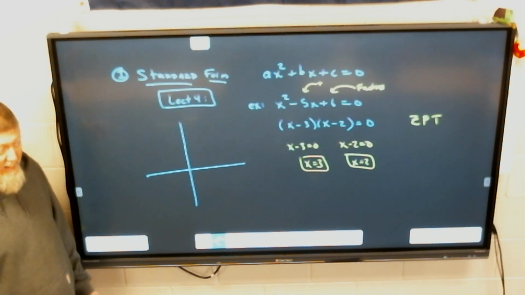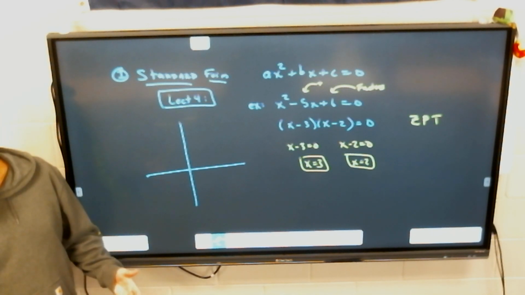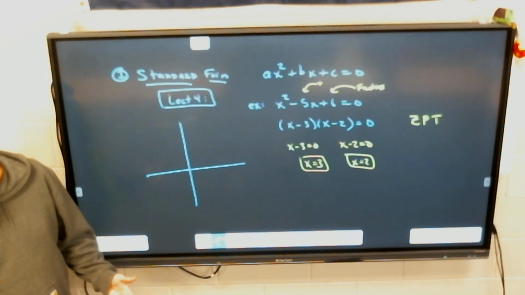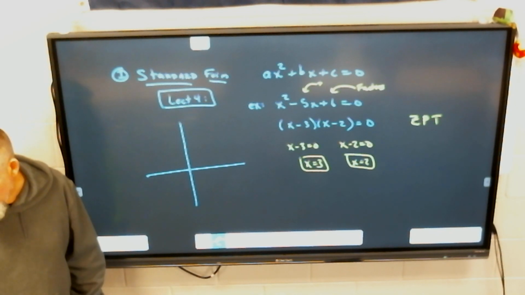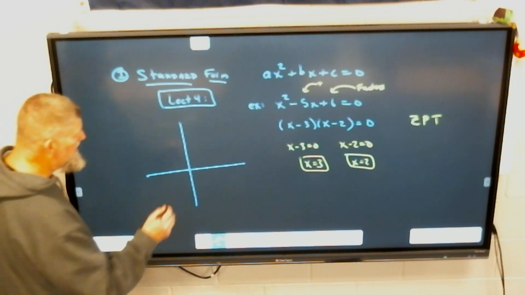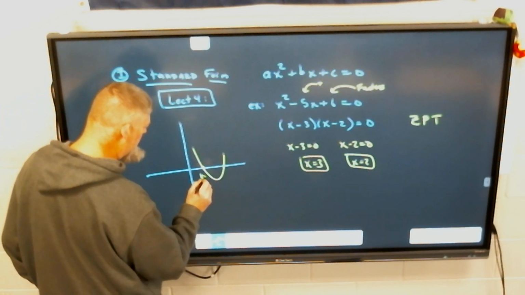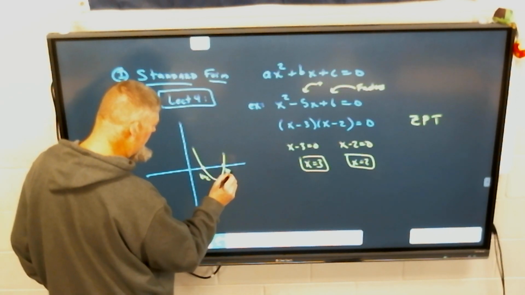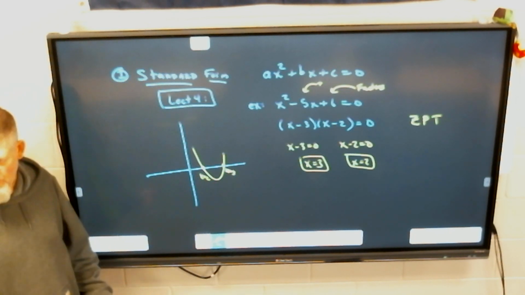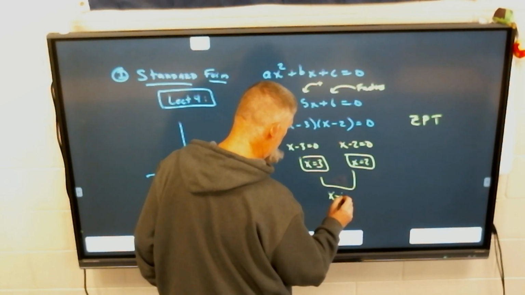Because a quadratic can't have 2 vertices. It can only have 1 vertex. But it can have 2 what? X-intercepts. Exactly right. So that means it crosses at x equals 2, and it crosses at x equals 3. So those are my x-intercepts. My solutions are the x-intercepts.